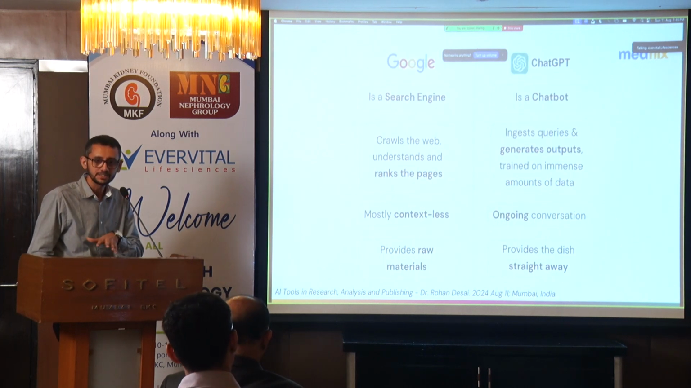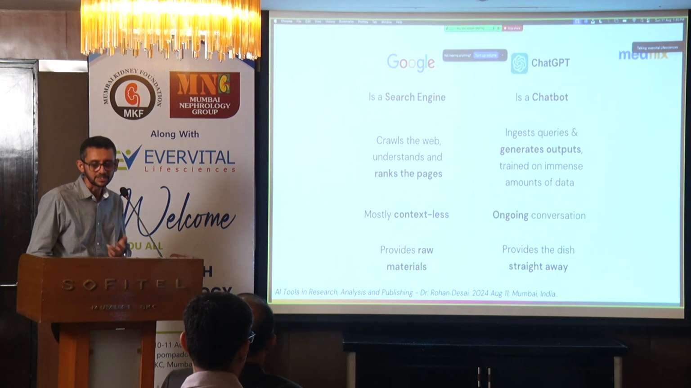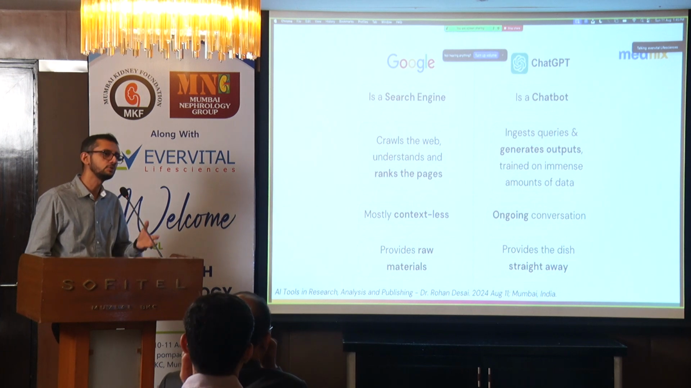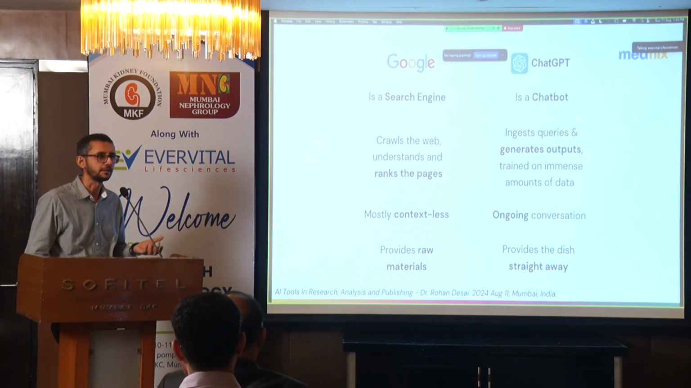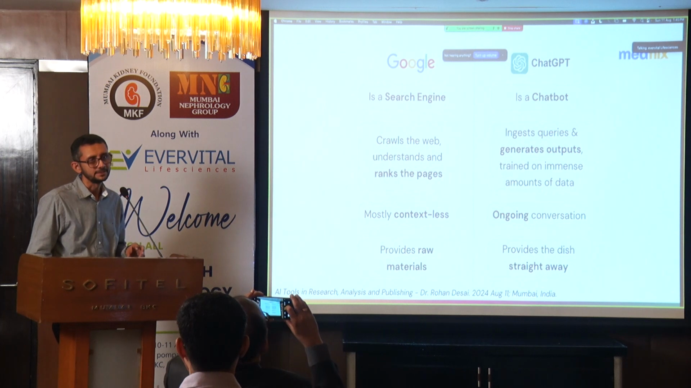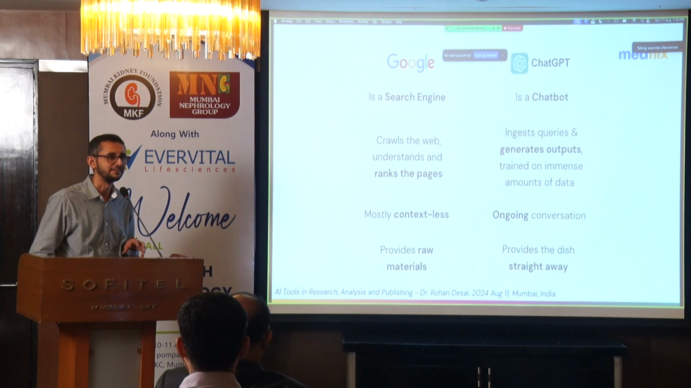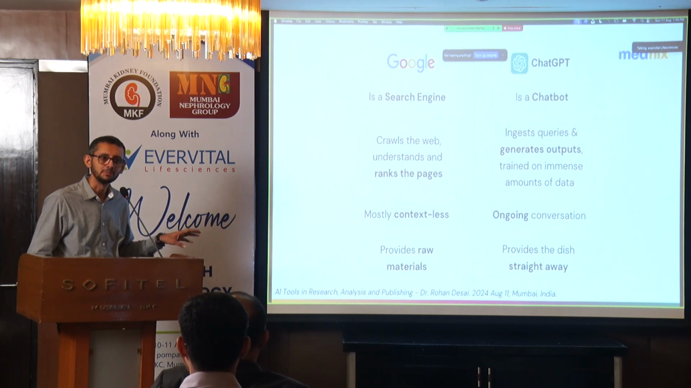Quick difference between Google and ChatGPT. I'll pass through this. ChatGPT is about ongoing conversation, about threads. It actually gives you the answer. Google gives you the raw materials. It'll give you 30 or 3,000 sources, but you will have to do the work. ChatGPT gives you the answer, and it really appeals to human laziness, which explains the jump to 100 million users in 2 months. It provides the dish straight away.